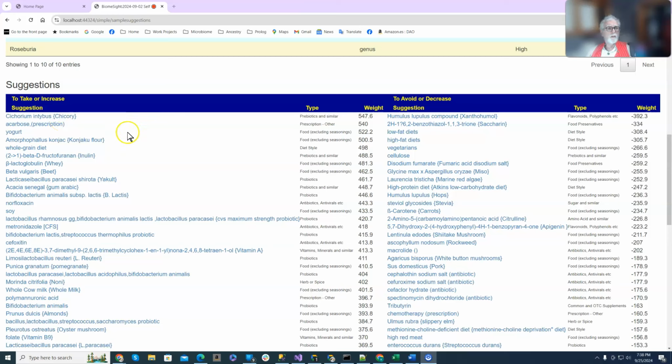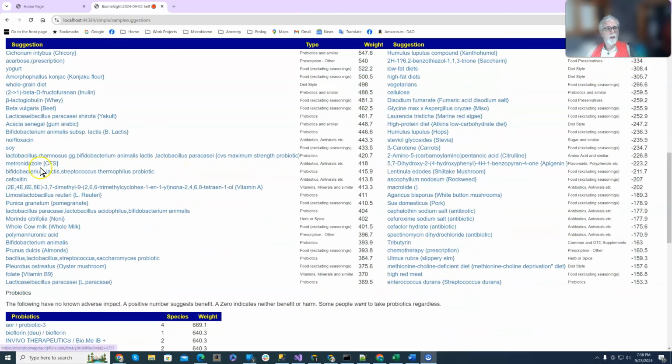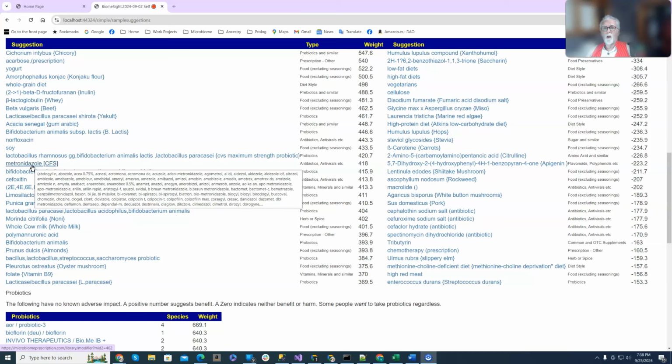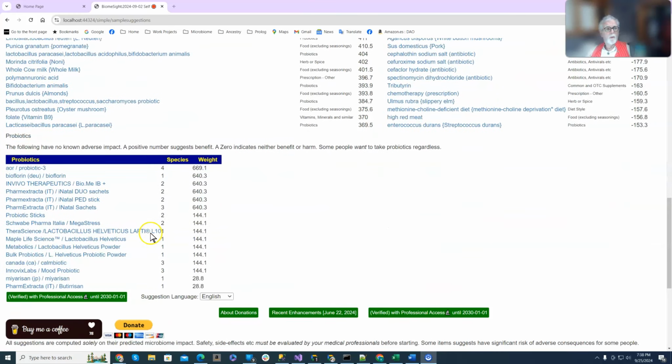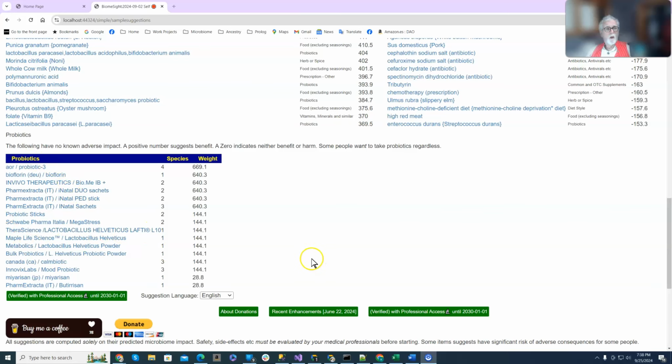Chicory, I believe, was on the ever list. Whole grain diet, whey was on the ever list. I remember lactose was on the ever list. So you will get some agreement between the two of them. And here we have the antibiotics showing up, so it's not as high on the list. And down below we have the probiotics, which in this case are very, very similar to the other one, just different weights of values, which means we have agreement, which is always a key aspect.